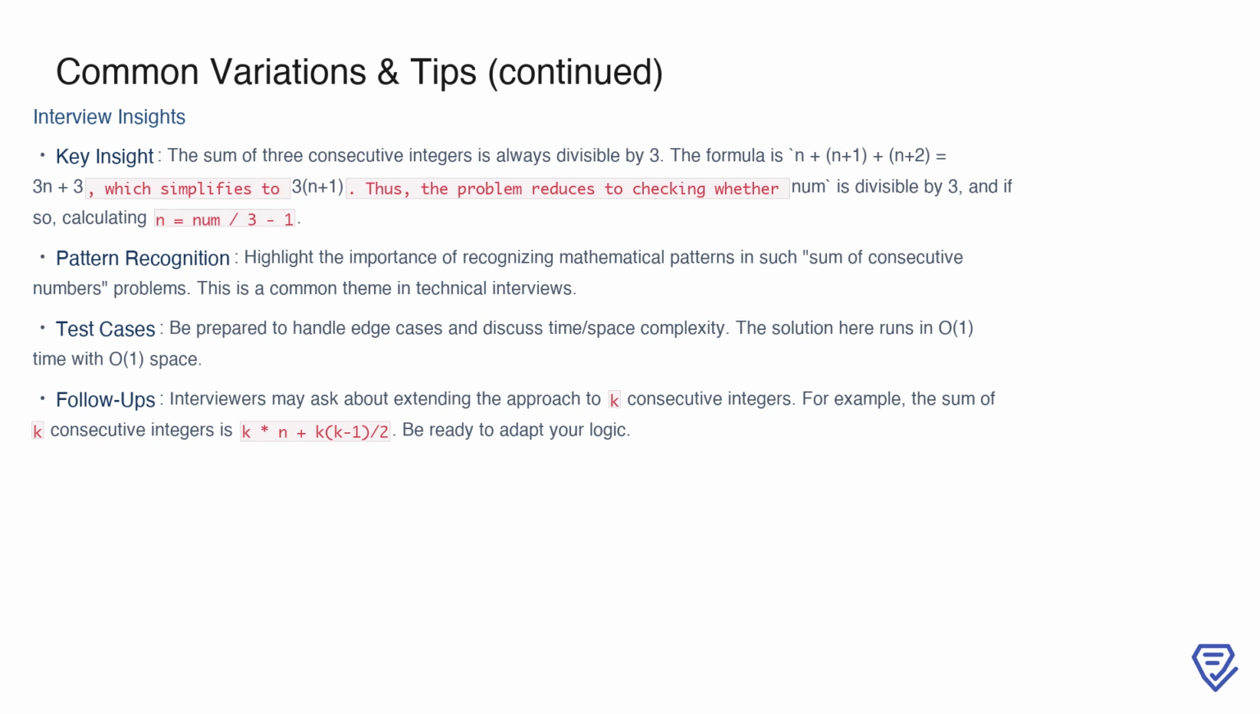Recognizing this pattern is critical because it highlights the mathematical structure underlying the problem, which is a useful skill in technical interviews. Additionally, interviewers often expect you to discuss edge cases and analyze the time and space complexity of your solution. Here, the direct mathematical approach runs in constant time and space, making it highly efficient. As a follow-up, you might be asked to extend the solution to handle k consecutive integers. In that case, the formula generalizes to k times n plus k(k-1)/2 for the sum of k consecutive numbers. Being prepared to adapt your logic to such variations demonstrates a deeper understanding of the problem.